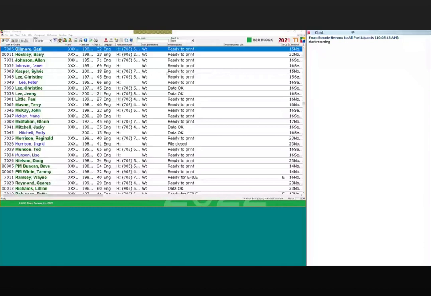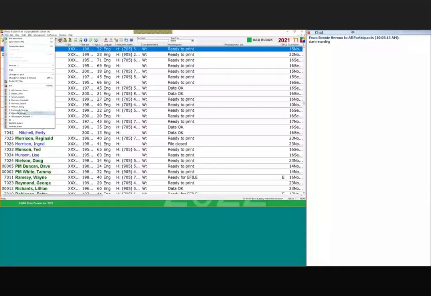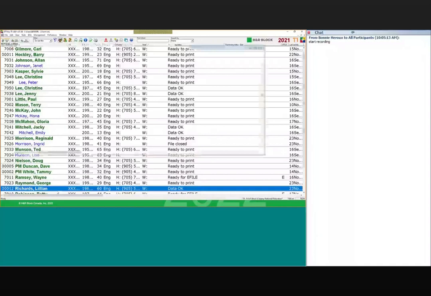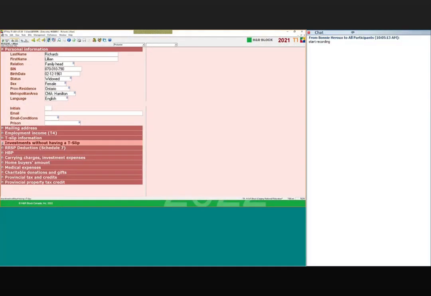Okay, so we're all set to go. Our in-class exercise is Lillian Richards, and the first thing we're going to learn about is how to enter investments. The data entry that we use for employment income is T4s. The data entry field we use for investment slips are T-slips. And if we look at the T-slip menu, there's a lot of slips to pick from. So we're going to look at Lillian Richards. Let me bring her up here. Oh, there she is. I'm just going to close the data.